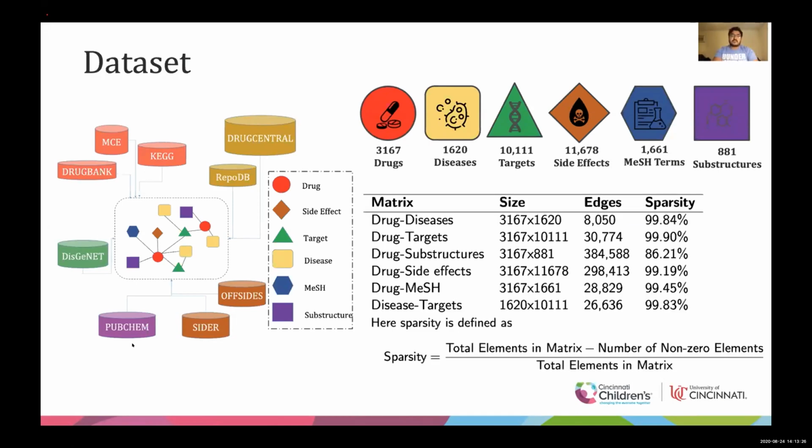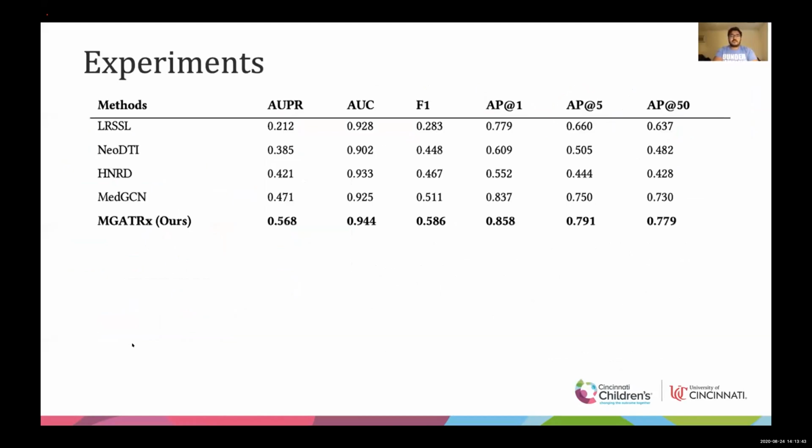In this table, we show the views along with their sizes, edges, and the sparsity of the networks. In our experiments, we performed 10-fold cross-validation, comparing against the baseline models presented previously. We use the traditional evaluation metrics such as AUPR and AUROC to quantitatively evaluate and compare our method with the existing baseline models.